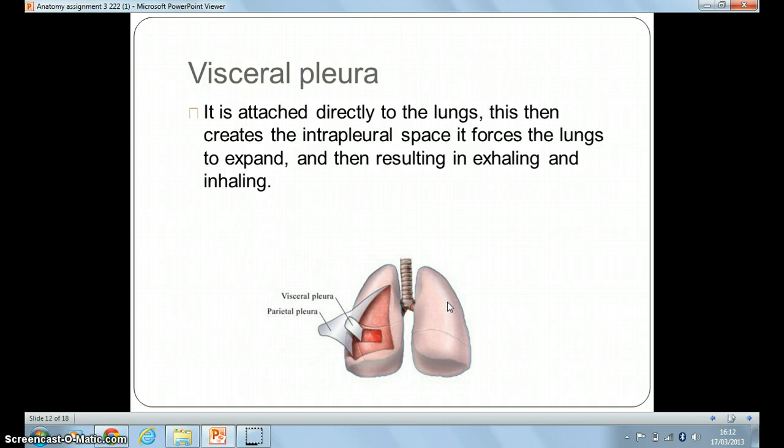The visceral pleura. It is attached directly to the lungs. This then creates the intrapleural space. It forces the lungs to expand, and then resulting in exhaling and inhaling.